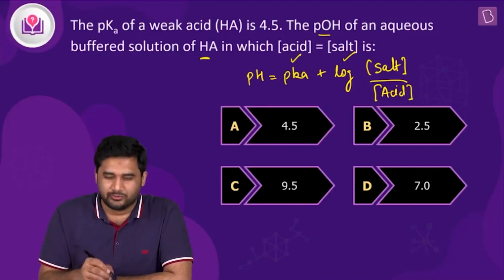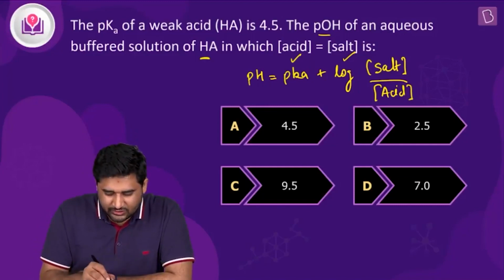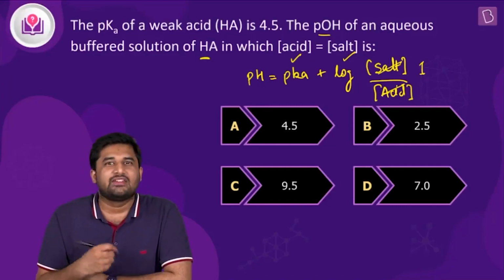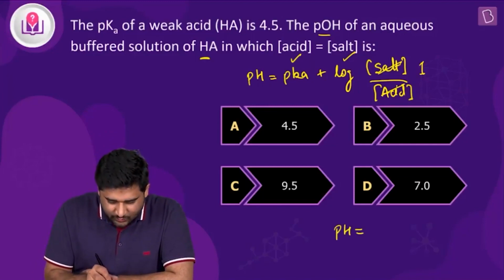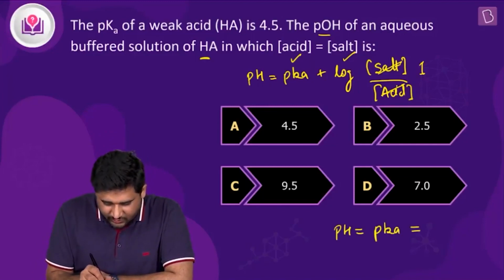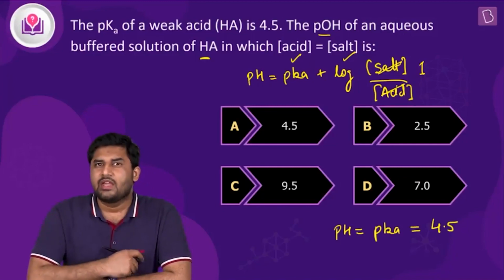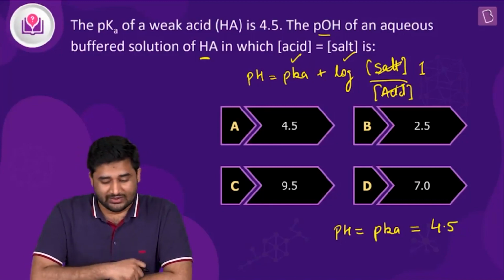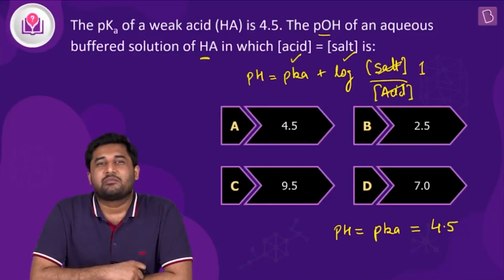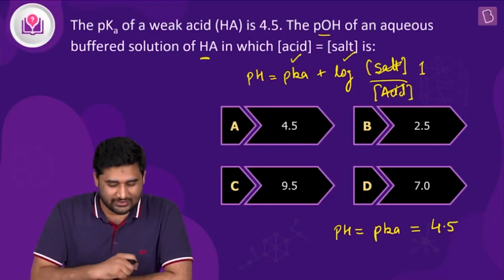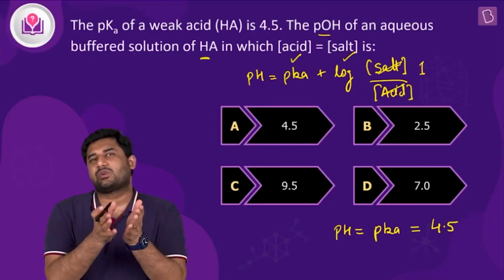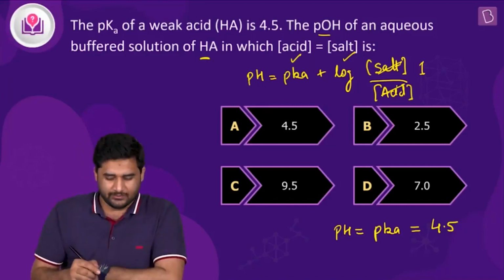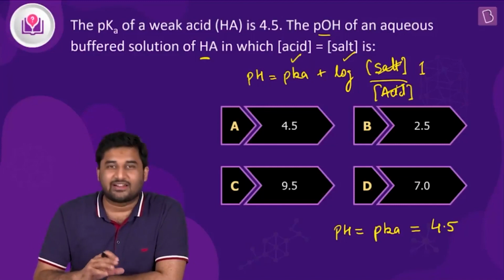So let's see how to do. Since salt concentration is equal to acid, this will cancel and we get log 1 here. And we know that log 1 is 0, which means pH is equal to pKa, which is equal to 4.5. Now also we know that at 298 Kelvin, yes, one important thing, although this value of temperature is not mentioned to you in the question, whenever you find such a question wherein temperature value is not given, you should assume it to be equal to 298 Kelvin. All right, especially for these kind of questions.